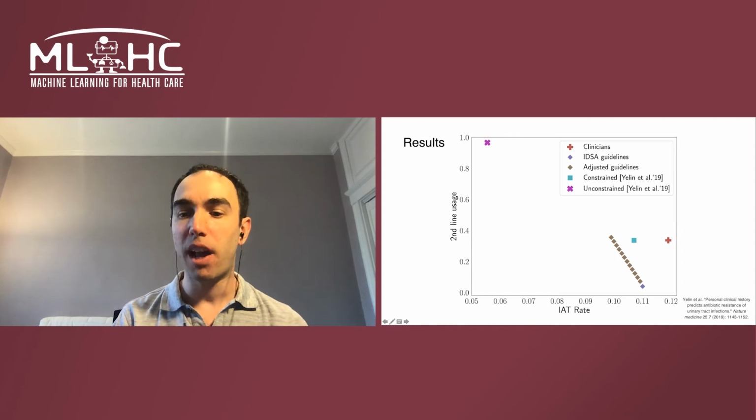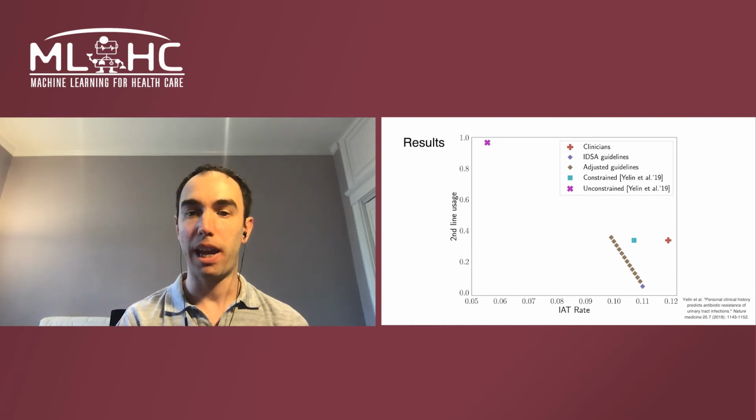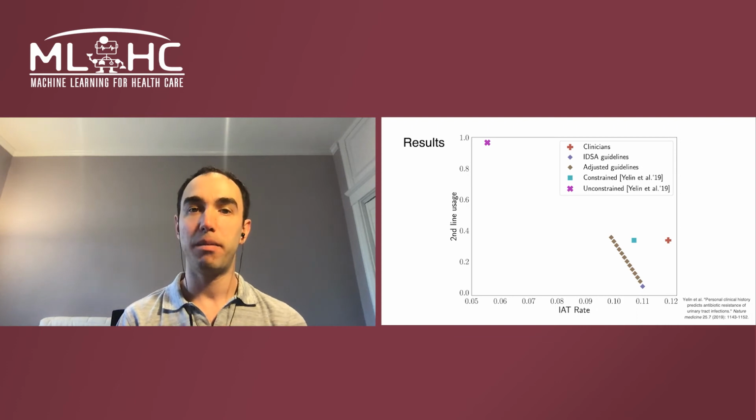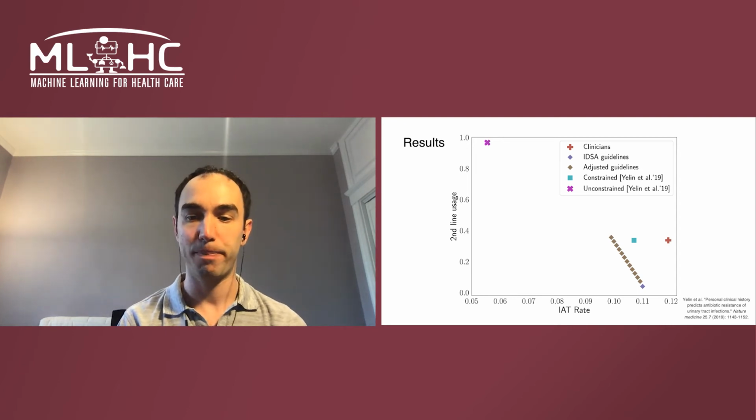Now we have two other baselines. The first one corresponds to what's called a constrained baseline, shown here in this square on the bottom right. And the second is an unconstrained baseline shown in the top left, both of which have appeared in recent work by Yellen et al., published in Nature Medicine in 2019, which used an indirect method for trying to learn a policy and then trying to choose the amount of second-line antibiotics to prescribe based on matching second-line usage from clinicians.